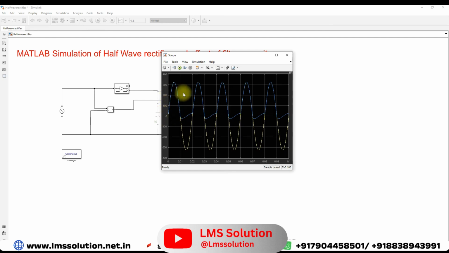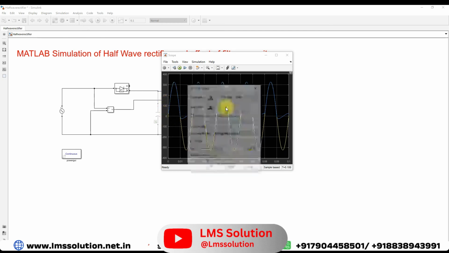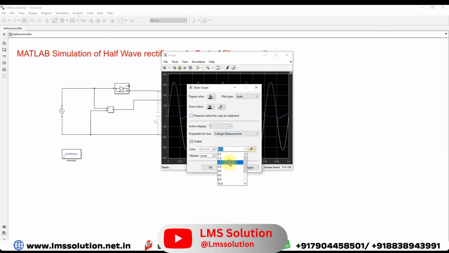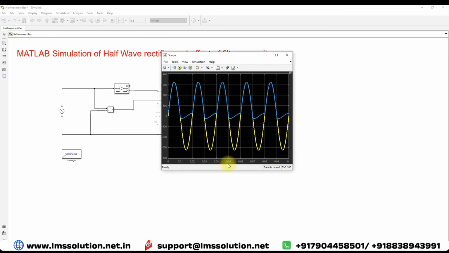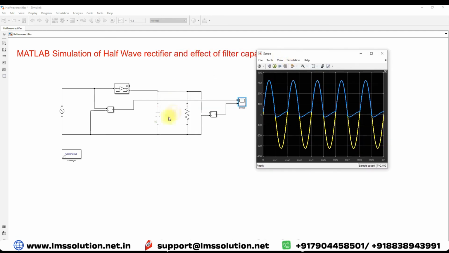So this is the result of this half wave rectifier. Here you can see the yellow color is the input voltage and the blue color is the output voltage. This is without filtering. Next we need to design the filter.